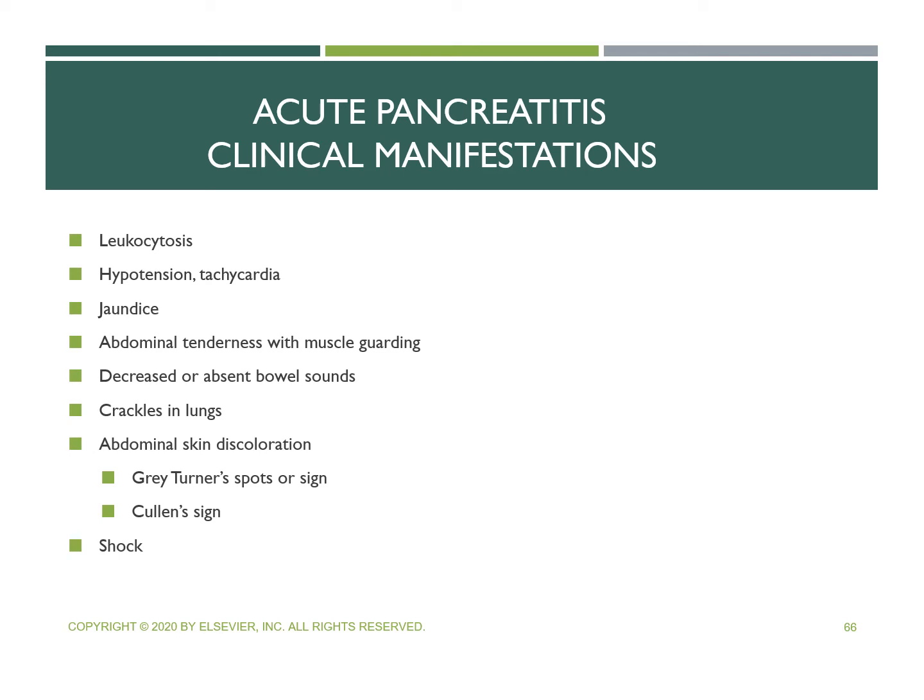Abdominal skin discoloration: we have Grey Turner's spots or sign, which is ecchymosis on the flank area of the body. Ecchymosis on the flank, so bruising. You have Cullen sign, which is a bluish peri-umbilical discoloration. And then the patient could also have hypotension that could increase to shock, and then you would have to give some vasoactive drugs to raise that blood pressure, or some plasma or plasma extenders to this patient.